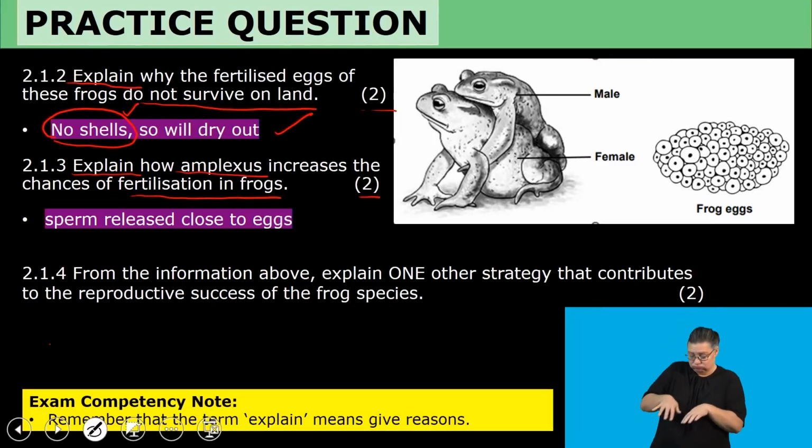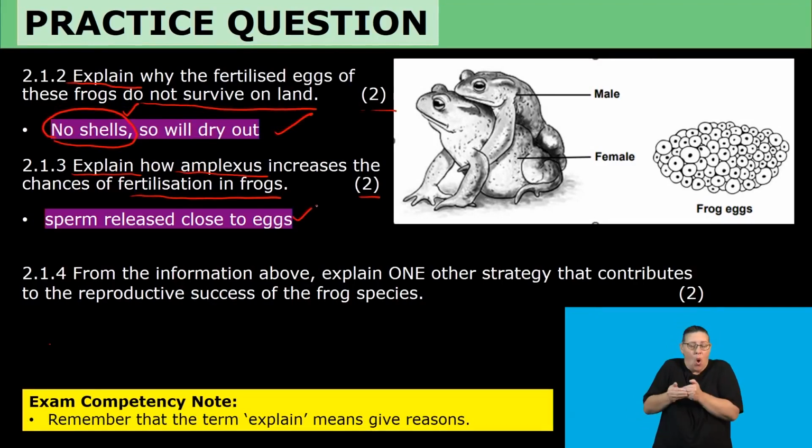Sperms are released close to the egg because the male, remember here is the male, is very close. Here is the male frog. It's very close to the female. So the sperms are released close to the eggs.